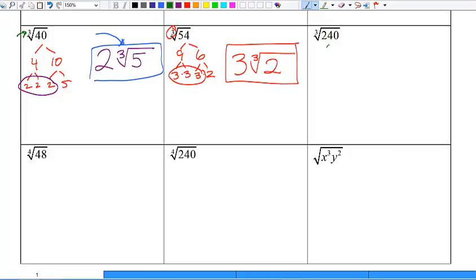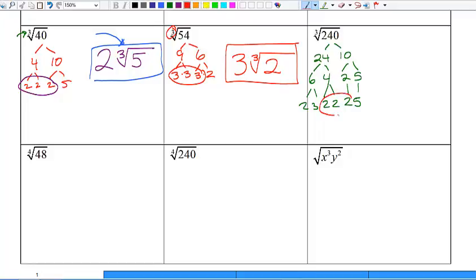240 looks like we have 24 times 10. And then 6 times 4. 2 and 5, let's see, 2 times 3. Now, after I've done this, if there's any prime factors that are not on the same level, I like to bring them all down so that I don't forget some factor that's kind of hanging out somewhere else high. Alright, I'm looking for groups of 3.